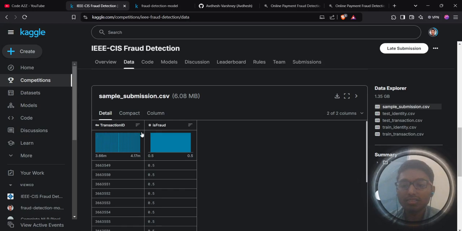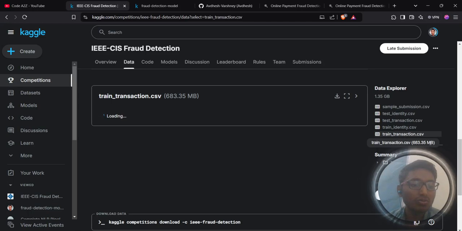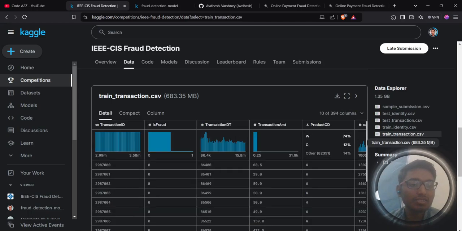The sample submission is open right now, and if we look at the train transaction dataset, you can see the size of this file is 683 MB, and this dataset contains more than 5 lakh entries.